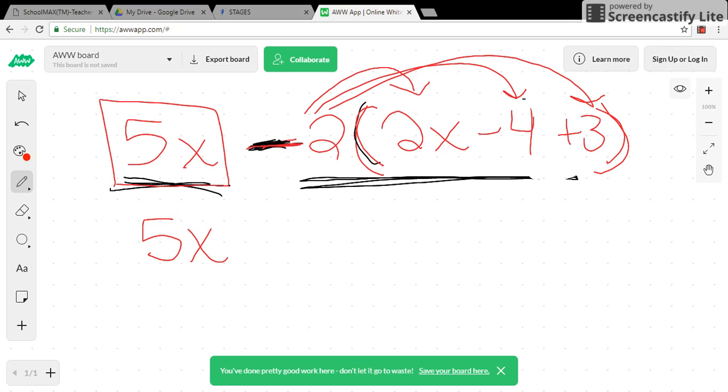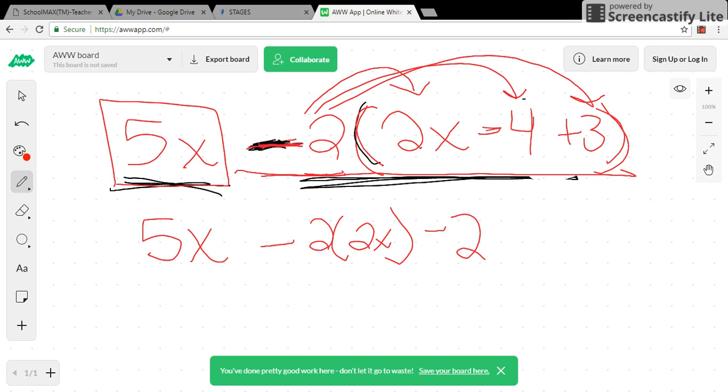So again, look at this as you're taking away all of this. So you're taking away the 2 times 2x. And just say it to yourself like I'm saying it to you right now. I see a subtraction sign, so I need to take away the 2 times the minus 4. So minus 2 times minus 4. So you should have 2 negative signs there. And then I'm going to take away 2 times the positive 3.